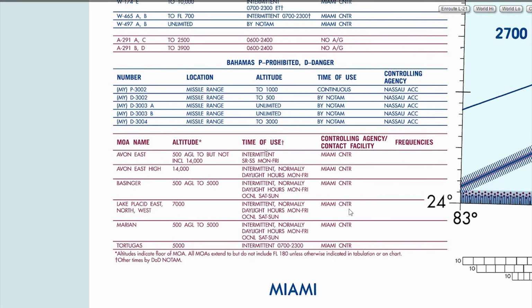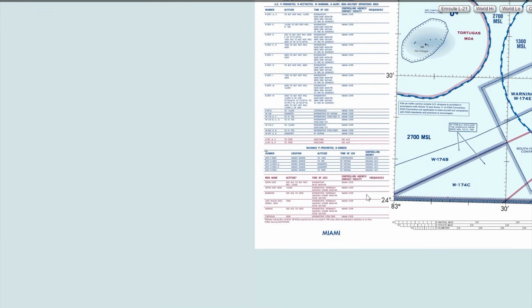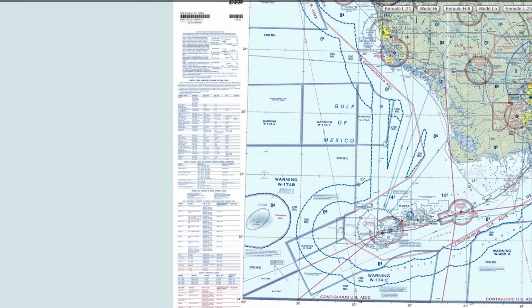We can go over here to the side panel and find out who controls the Lake Placid East, North, and West MOA: it is Miami Center. So we want to get a hold of Miami Center. We don't necessarily know a frequency for Miami Center, so we're going to have to find that out somehow. We could either look all over the chart to try to find that, or we could simply look at an IFR low en route chart. We'll get into those a lot later. But we would want to somehow contact Miami Center.